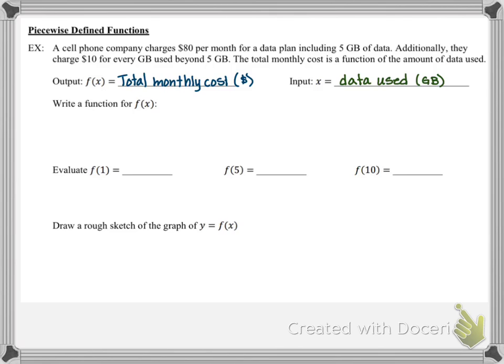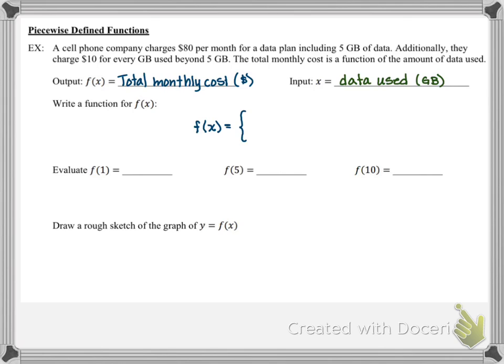So then when we write a piecewise function, we write f of x equals, and then we do these curly guys. And then we're going to explain how to calculate the total monthly cost based on how much data we use. So it's a flat rate of $80 when you use 5 gigabytes or less, right?